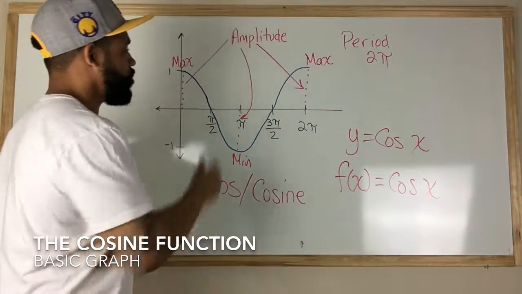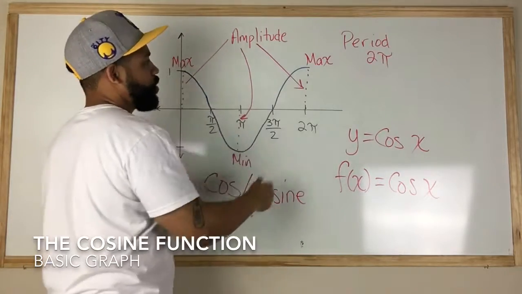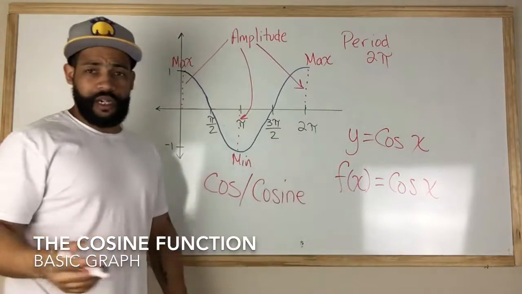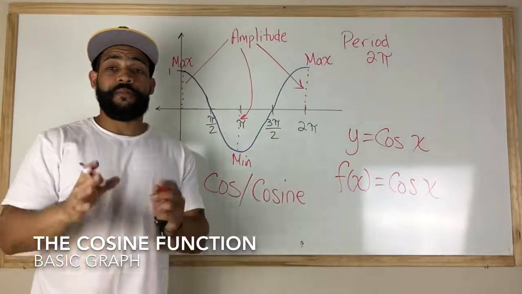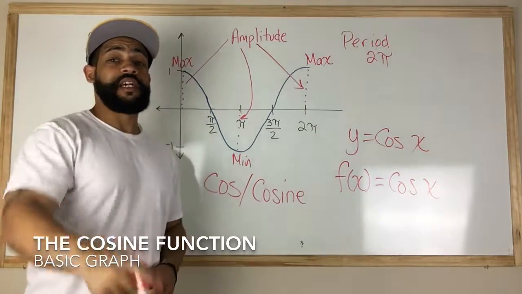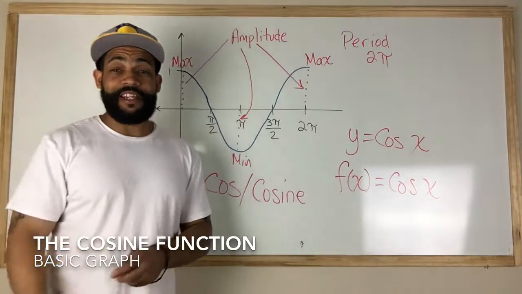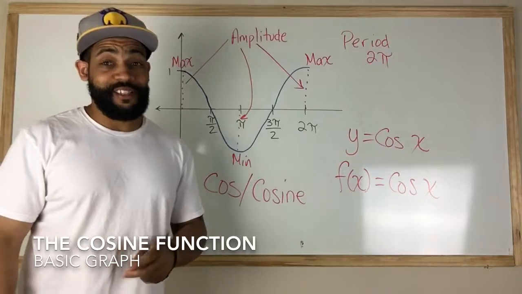So here we've talked about the maximum, the minimum, the amplitude, the period of the cosine function, and this is the basic cosine function graph, okay? We'll discuss translations or transformations in the cosine function as well in the next videos to come.